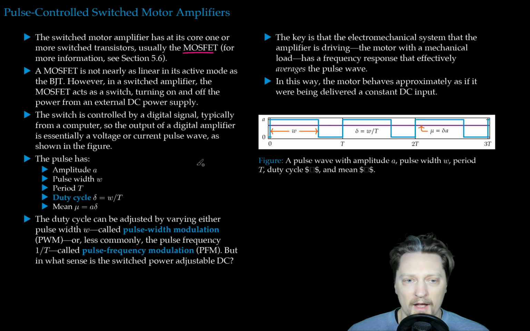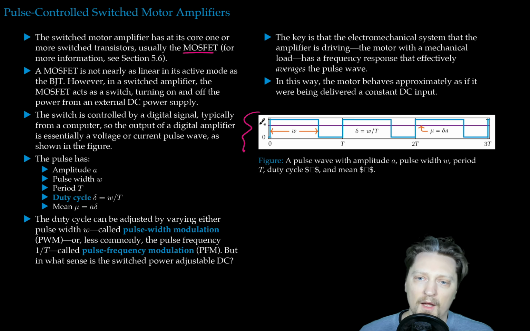So the output of a digital amplifier is essentially a voltage or current pulse wave, as shown in the figure right here. The pulse has amplitude A, so we see the amplitude of the signal in blue, pulse width W, period T, duty cycle delta equals W over T, so W divided by T is the duty cycle, and the mean is A times delta, which you can make a geometric argument for.